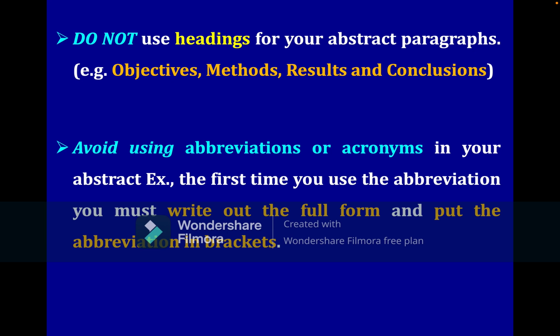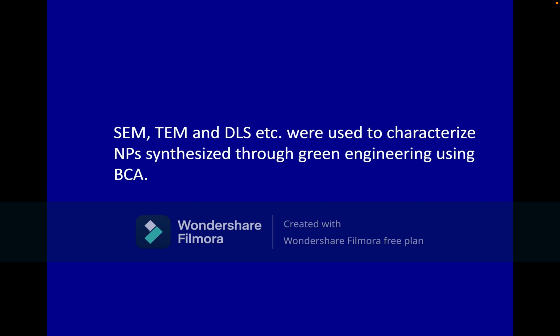For example, the first time you use an abbreviation, you must write out the full form and put the abbreviation in brackets. Here is another example, I have cited one sentence: SEM, TEM and DLS, etc. were used to characterize NPs synthesized through green engineering using BCAs. This type of sentence you should not use in an abstract, because this sentence contains a number of abbreviations.